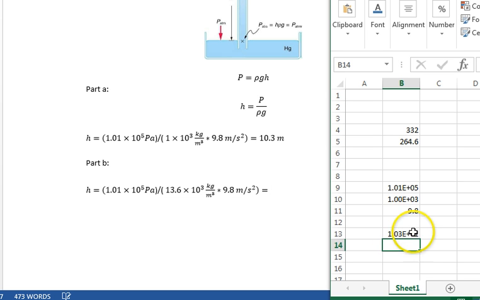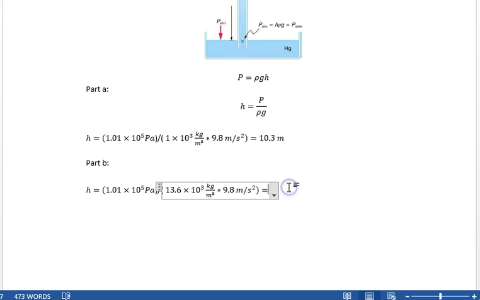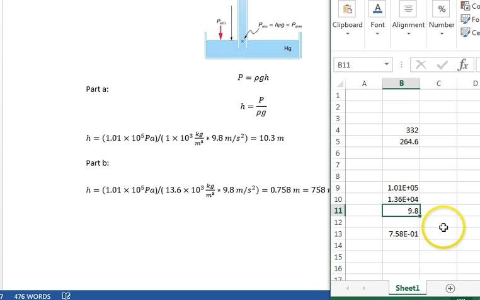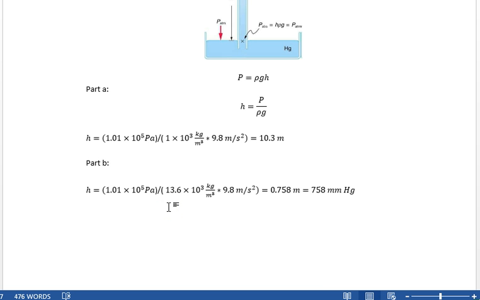Well, if we go over here to Excel, I'm going to change this to 13.6 E3, right? And now we get 0.758 meters, right? 0.758 meters, or 758 millimeters of mercury. All right, so another way to put that.